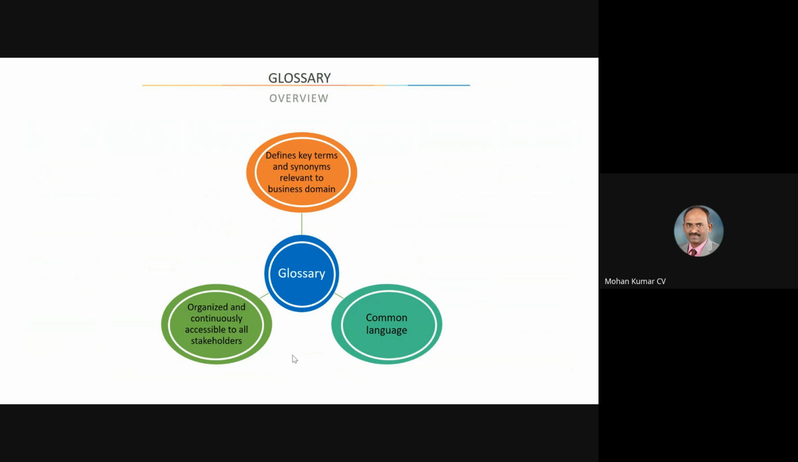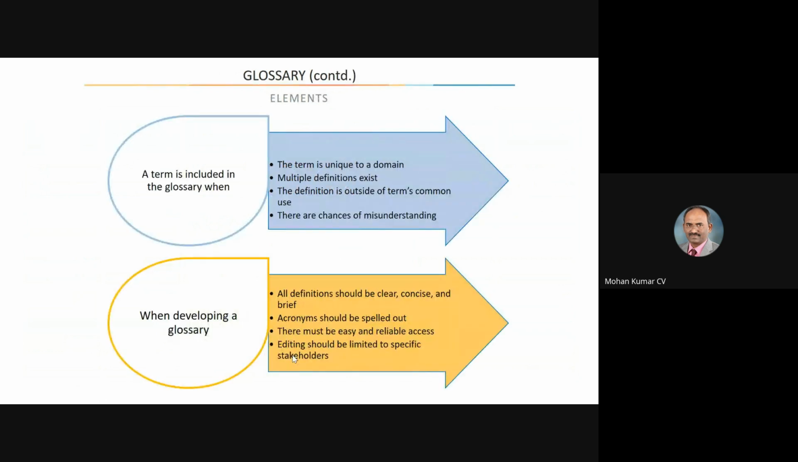If it is a normal word, a normal verb, normal usage, you don't need to explain that. That doesn't come into the glossary. Only words which are special and abbreviations that are used come into the glossary. So that's what glossary elements are. A term is included in the glossary when the term is unique to a domain, multiple definitions exist, the definition is outside of the term's common use, or there are chances of misunderstanding. If these qualifications are there, that will come into the glossary.